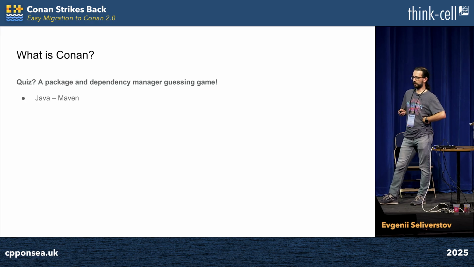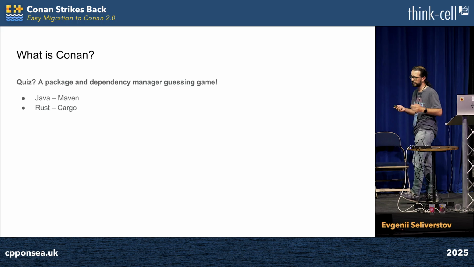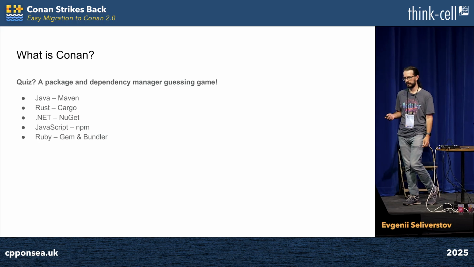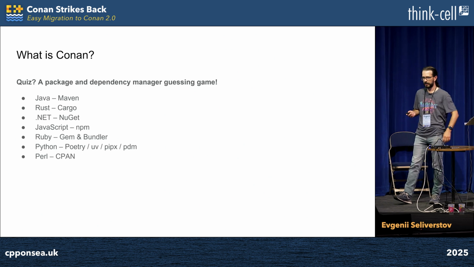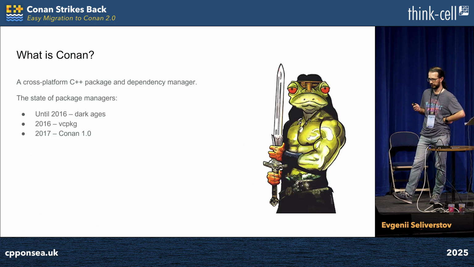What package managers do we have? For Java, it's definitely Maven. For Rust, Cargo; we cannot speak well of Rust at a C++ conference. For .NET, we have NuGet; for JavaScript, Ruby, Python, there are others. And actually, for C++, it's not that clear what to use.